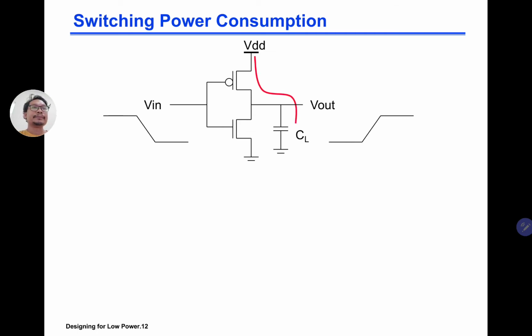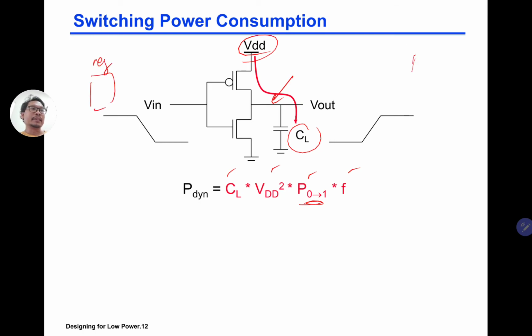Okay, so the switching power consumption. The dynamic power is CL VDD squared P01F. So remember these 4 components, very important components to remember. It depends on your CL, depends on the VDD, depends on the probability of the output to switch from 0 to 1, and also the operating frequency. So if you have a register and you have a clock, then you can have a F here. That operating frequency will determine how fast your gate will be switching. So that's your F there, and your P01 is there, the probability that the output will switch from 0 to 1.